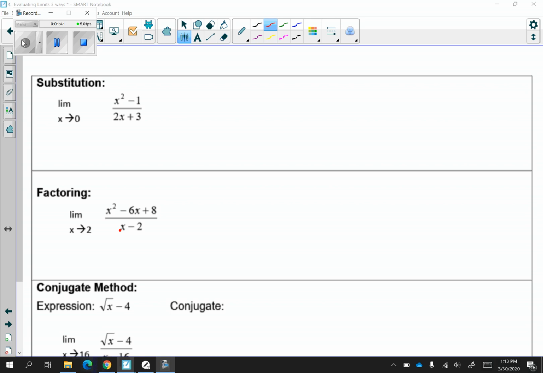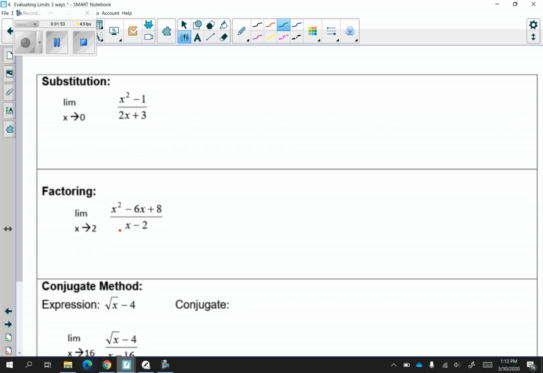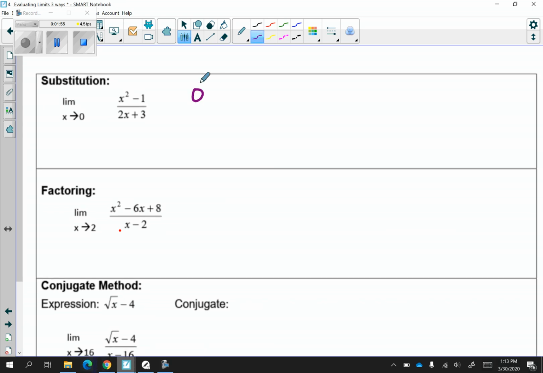Let's take a look at 3 examples, one for each method. So number 1, substitution. What's the limit as x approaches 0 of (x squared minus 1) over (2x plus 3)? Using substitution, I'm going to substitute 0 in for x. And I'm going to get -1/3. I can always check this with a table or a graph.